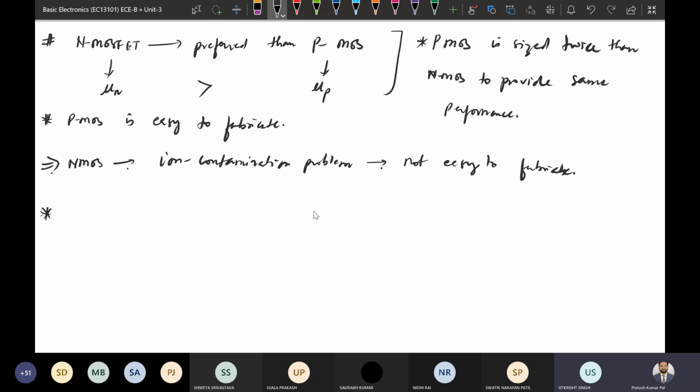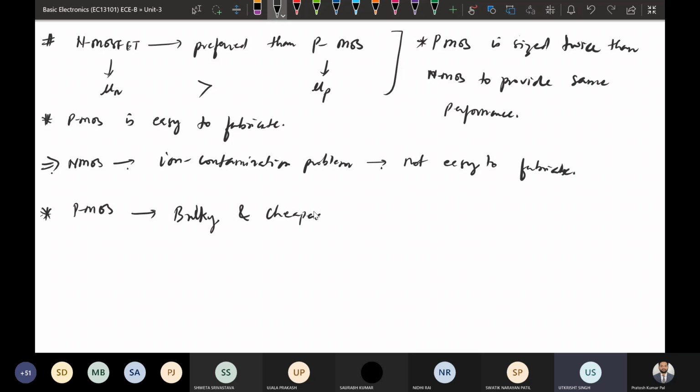In terms of size, if we talk about this PMOS, as we say, the PMOS needs to be double the size to provide the same performance as the NMOS. So the PMOS is considered to be bulky, but it is cheaper. It is bulky as well as cheaper in comparison to the N MOSFET.